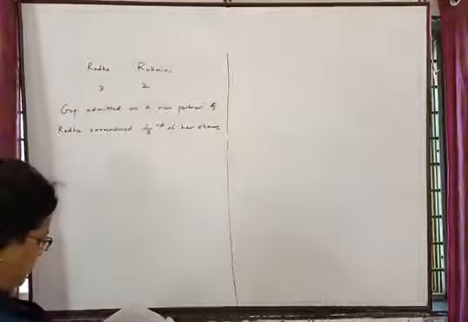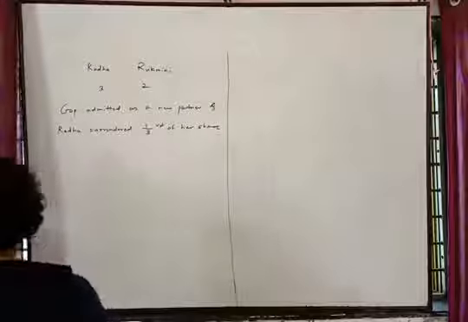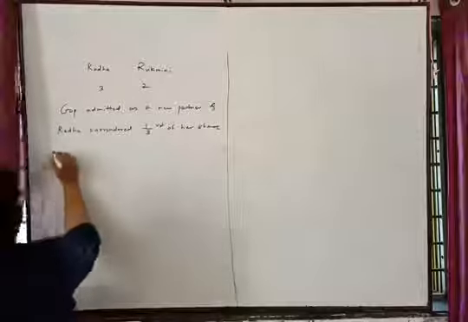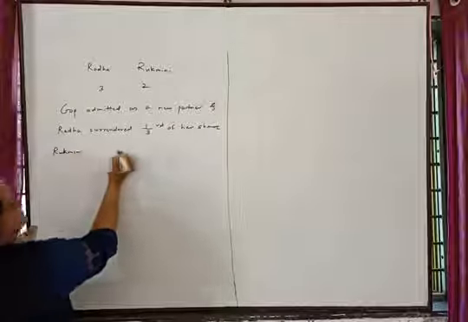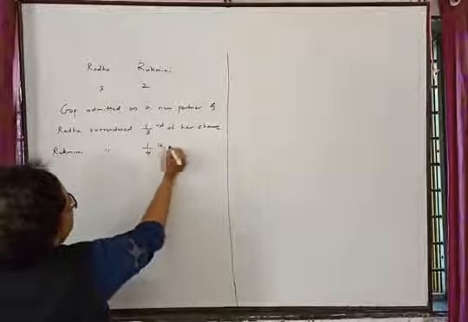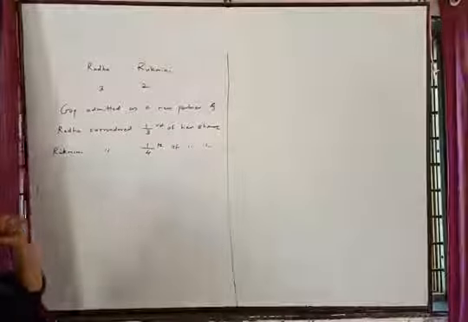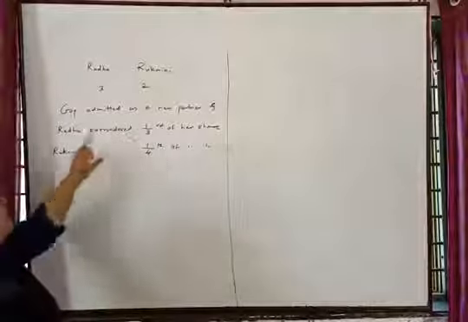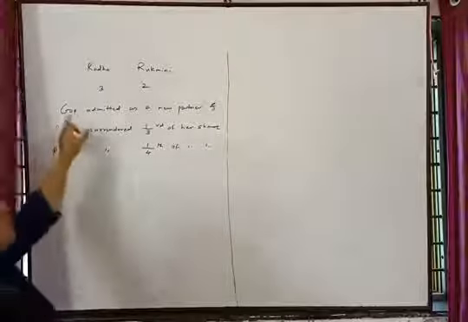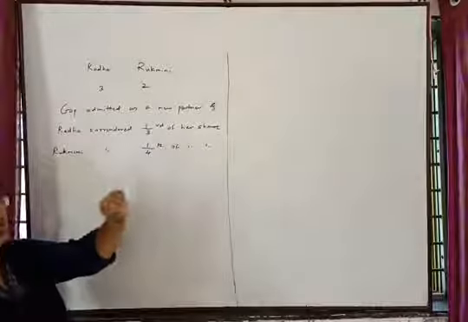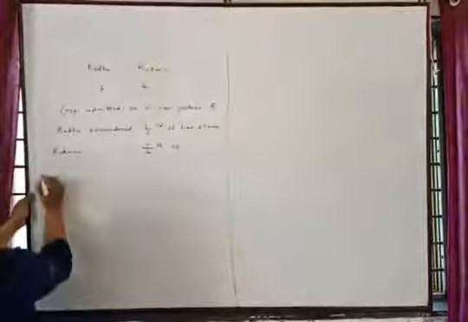Similarly, in the problem it is given that Rukmini surrendered 1/4 of her share. Rukmini surrender 1/4 of her share in favor of Gopi. It means 1/3 of Radha's share plus 1/4 of Rukmini's share will be Gopi's new profit sharing ratio. So we will calculate first Radha's sacrifice.